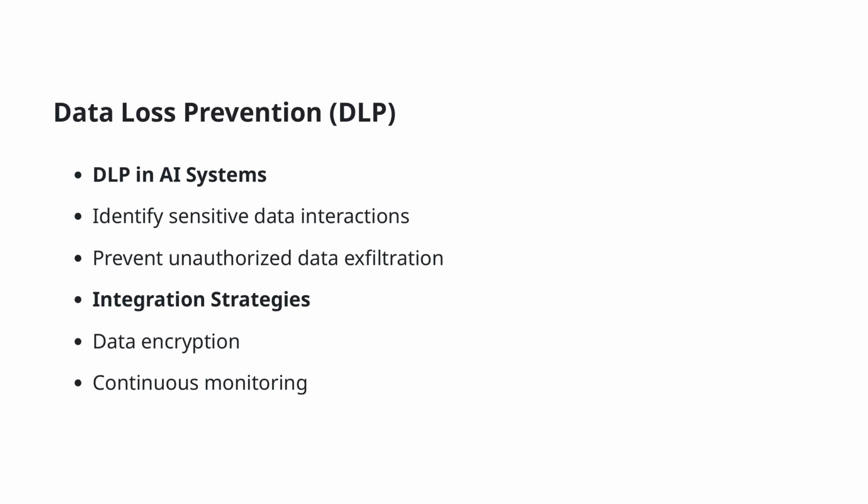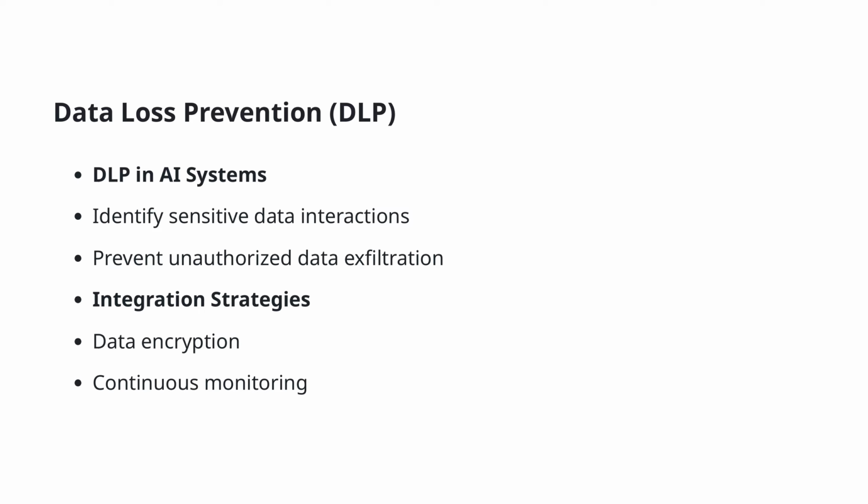DLP is crucial for identifying interactions with sensitive data and preventing unauthorized data exfiltration. To achieve this, several integration strategies can be employed. Firstly, data encryption is a primary method. Encrypting data ensures that even if unauthorized access occurs, the data remains unintelligible without the appropriate decryption keys. This adds a significant layer of security to the sensitive information processed by AI systems.